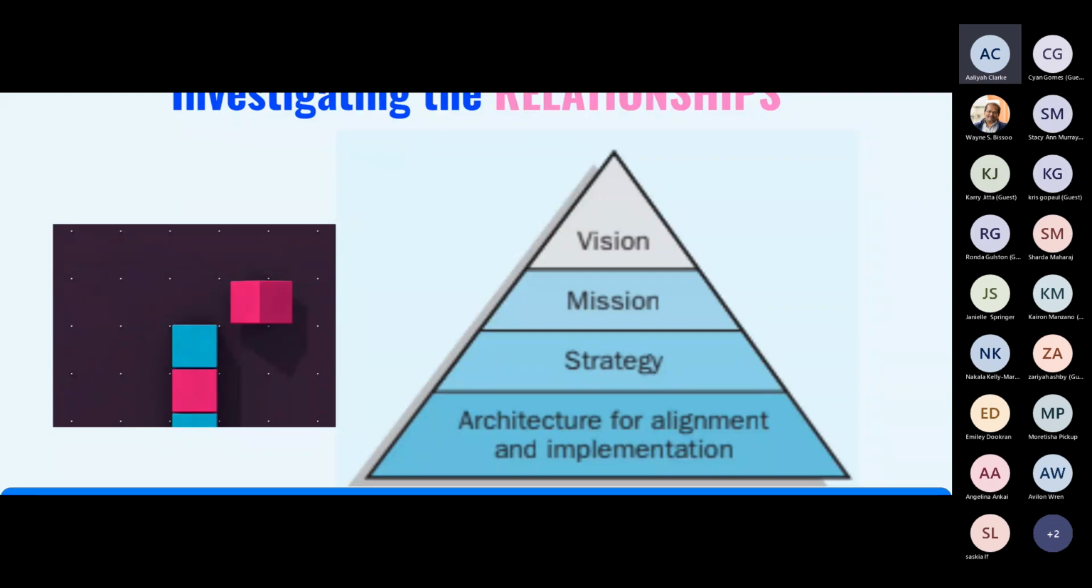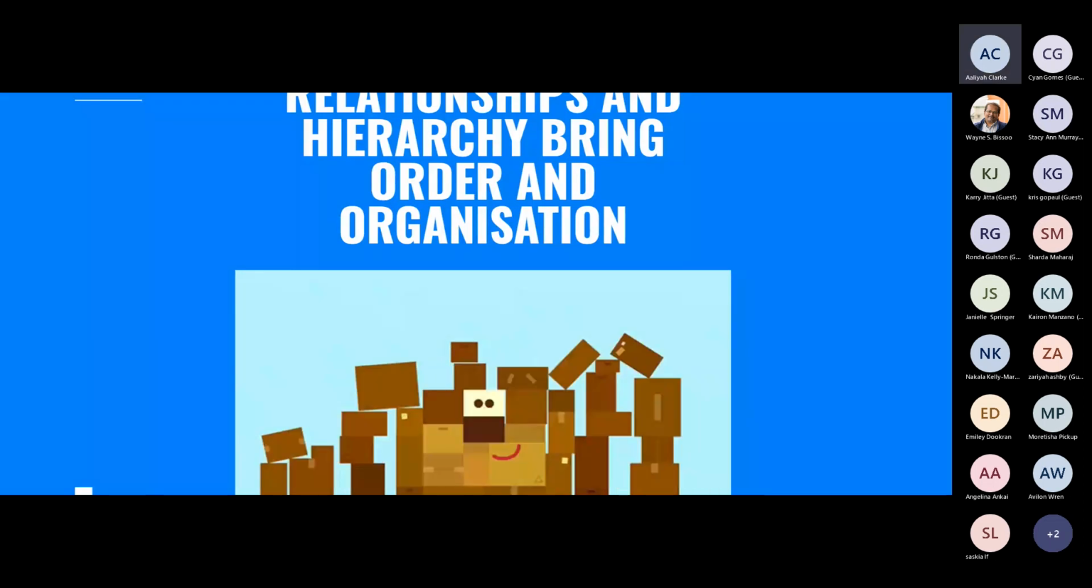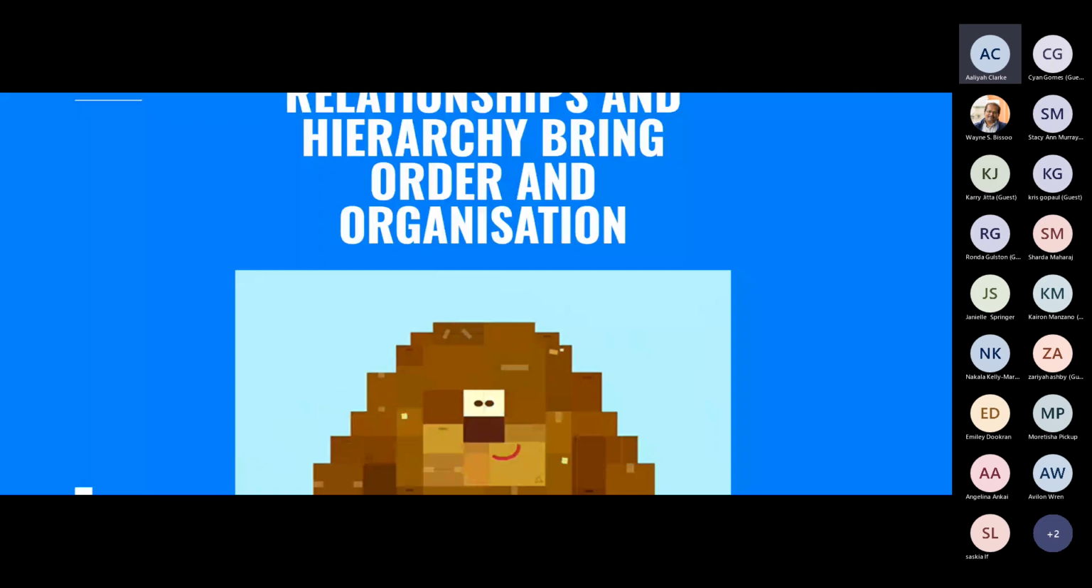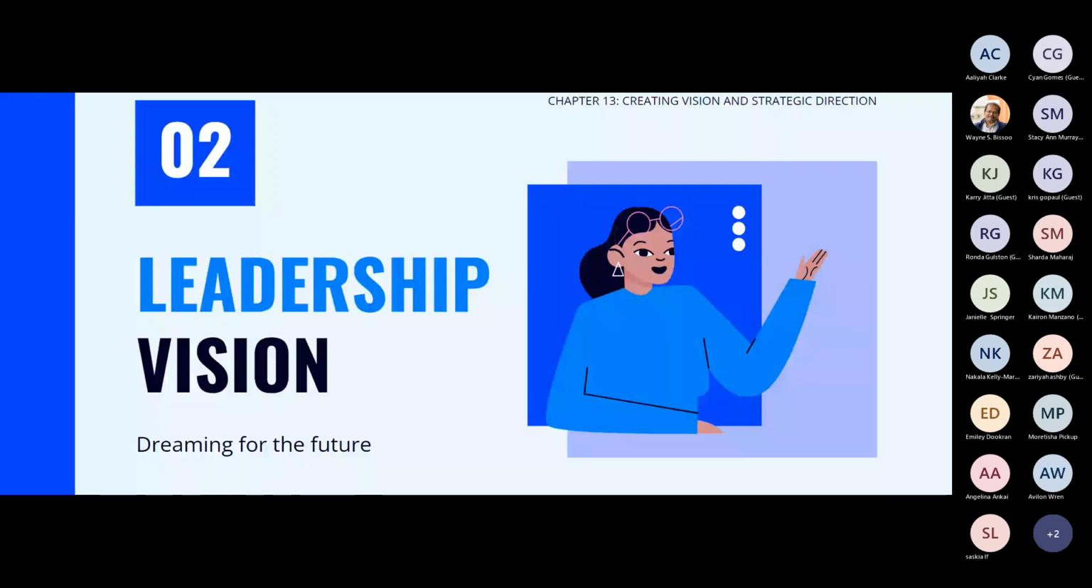And finally, down at the bottom, we have execution. This is where we would see the strategic intentions actually materialize and occur. Next slide, please. So these relationships and the hierarchy in general bring order and organization. And now that we understand the structure behind the hierarchy, we could go into depth and discuss each of the pyramid's elements. Next slide. Right. So we're going to begin with vision.